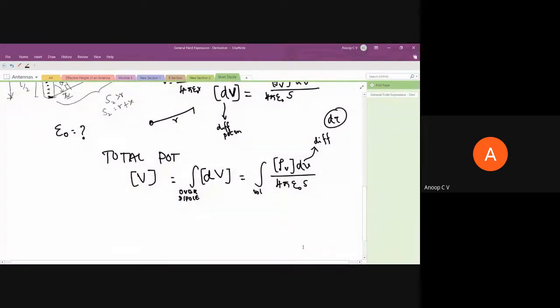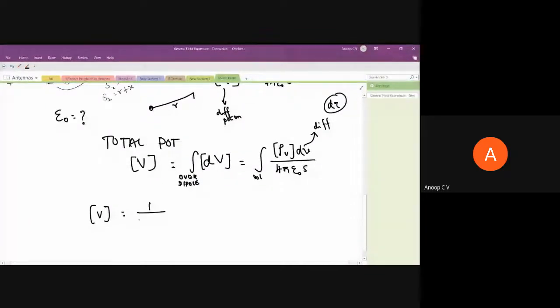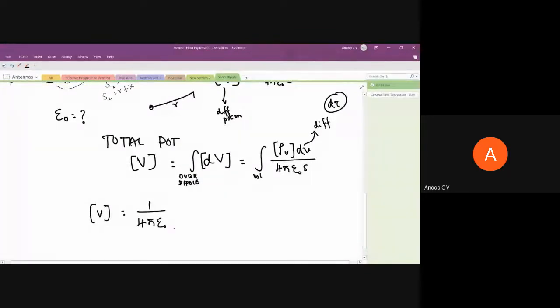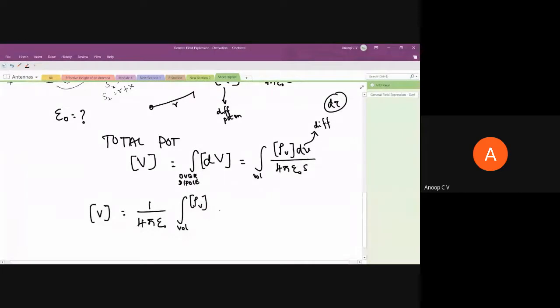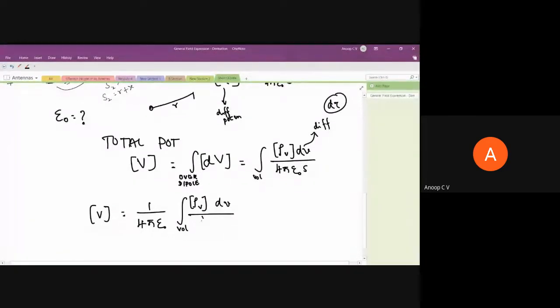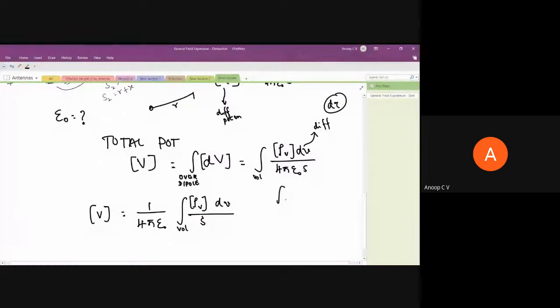Next, since it is rho v dV, I can write the potential as 1 by 4 pi epsilon naught times the volume integral of rho v dV divided by S. You know why I have written it in square brackets: rho v dV divided by S.